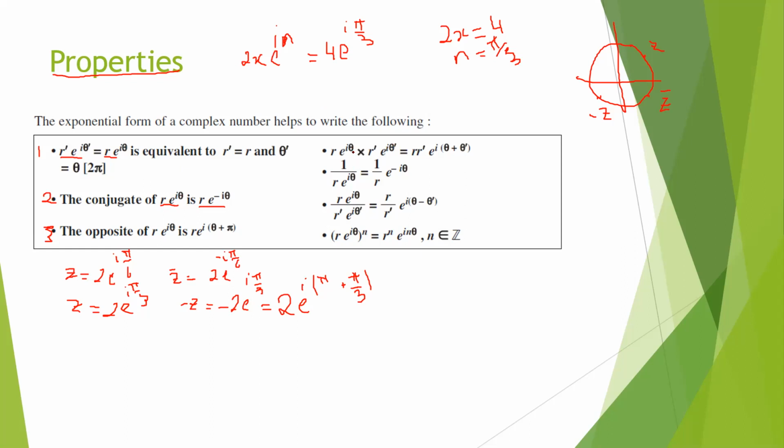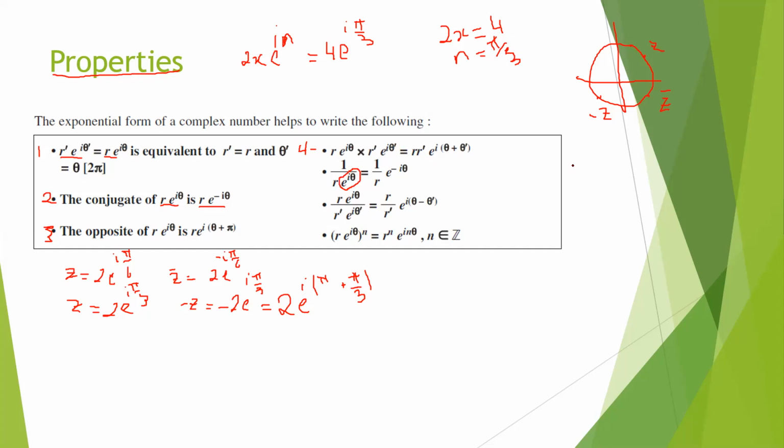Now, if we are multiplying two complex numbers written in the exponential form, this is property 4: we multiply modulus by modulus, r r prime, and we add the powers, e to the i (theta plus theta prime). Okay guys. Here r e to the i theta times r prime e to the i theta prime. Number 4 says we add the powers.